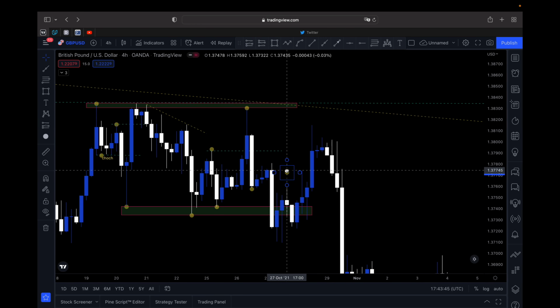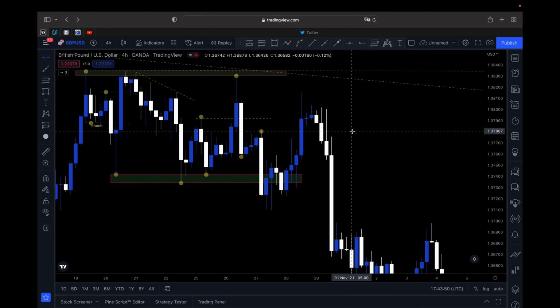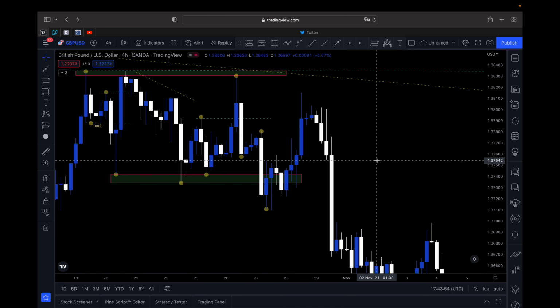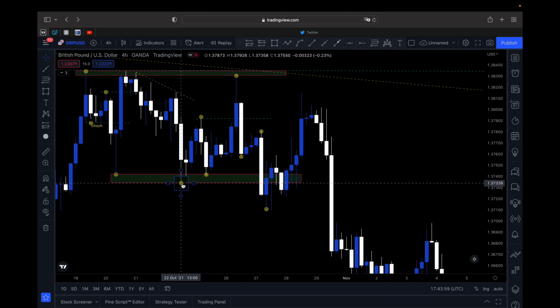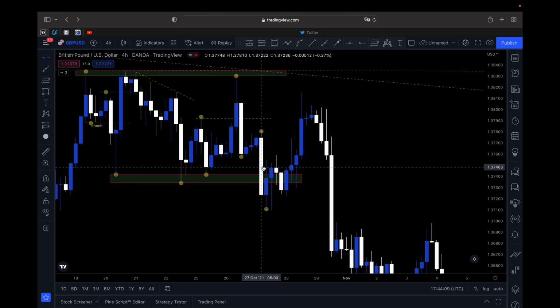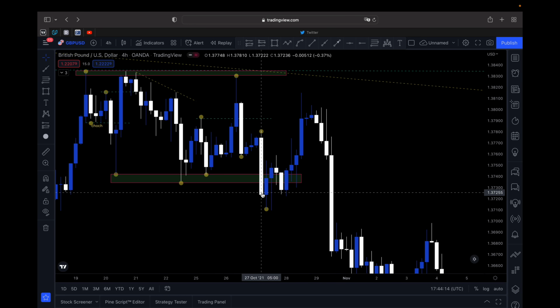But no, price created a lower high instead of a higher high, and then broke out of this level here, creating a new low compared to this and this. Now what do I have to do? Now this is a confirmation. You can see the volatility of this candle and this candle. This is a confirmation that price is ready to sell.